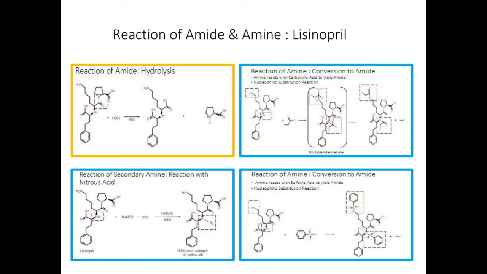For the reaction of amine, there are two types of reaction. Firstly, the primary amine will undergo conversion to amide when reacting with either carboxylic acid or sulfonic acid. For the reaction of secondary amine, it can undergo reaction with nitrous acid to produce an N-nitroso compound, or N-nitroso lisinopril.